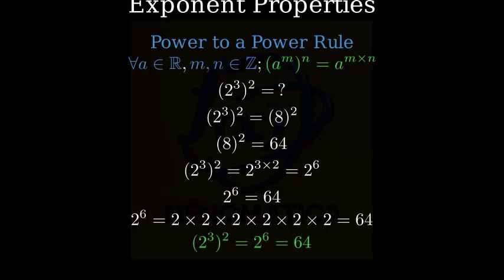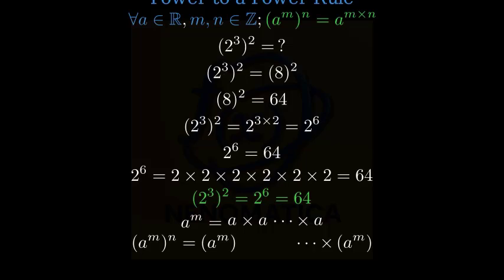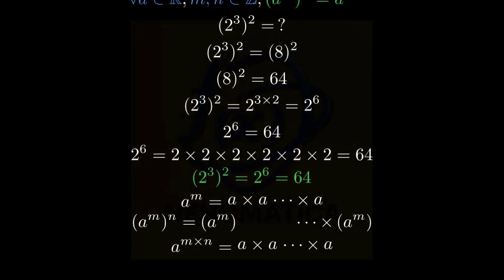Let's visualize this rule. When we raise a to the power of m, we're multiplying a by itself m times. Then, when we raise this result to the power of n, we're taking that entire product and repeating it n times. This is equivalent to multiplying a by itself m times n times.